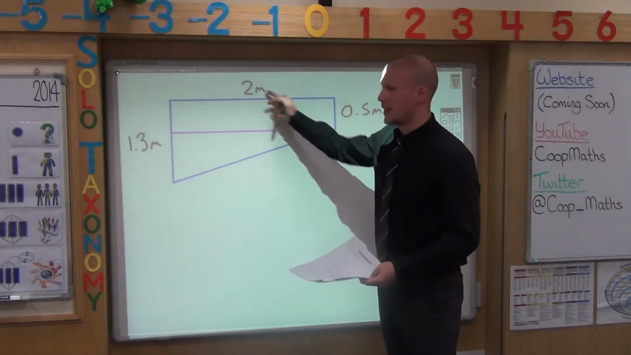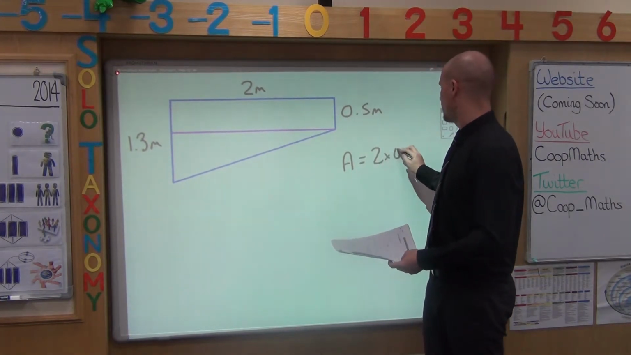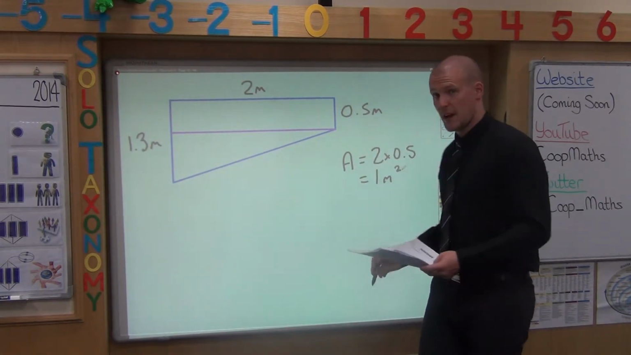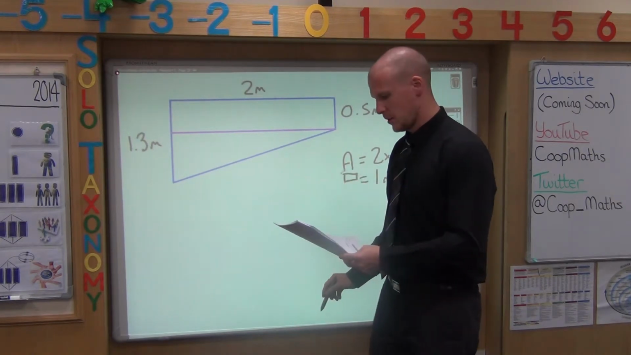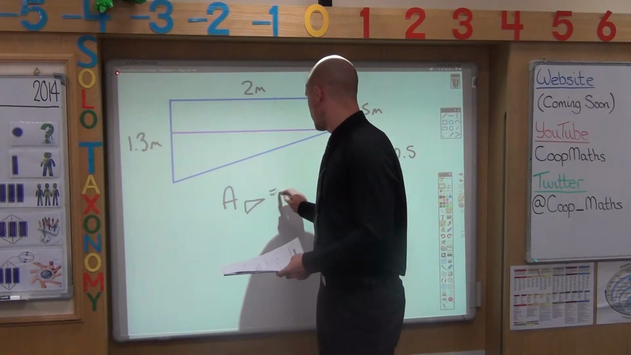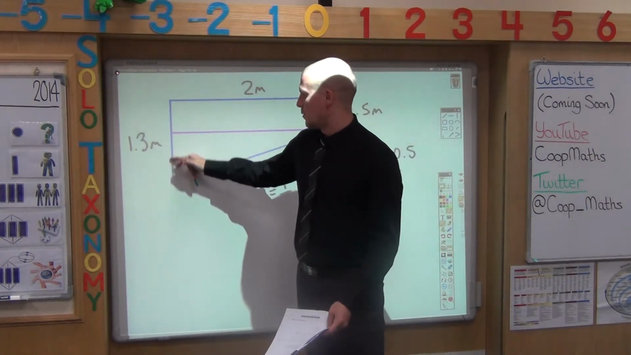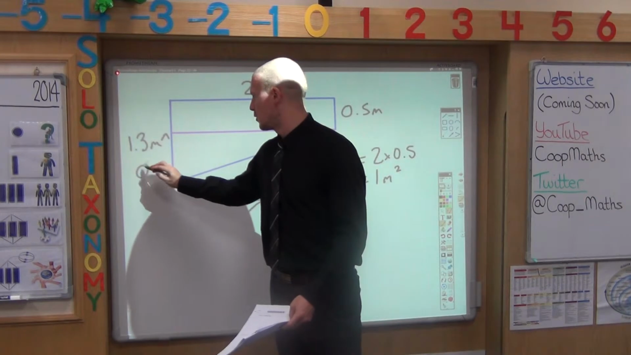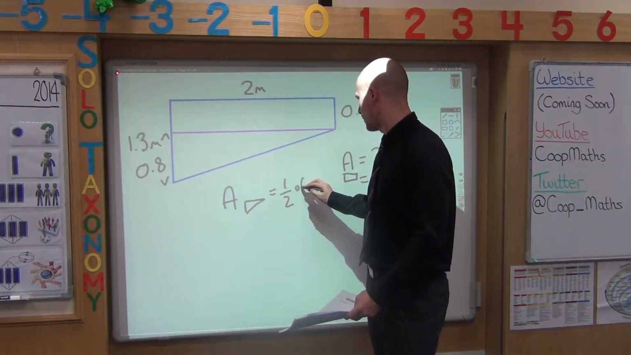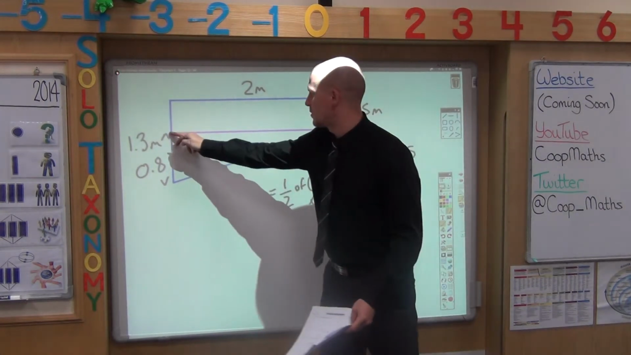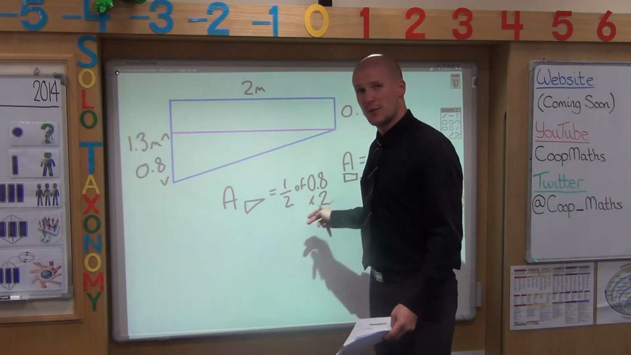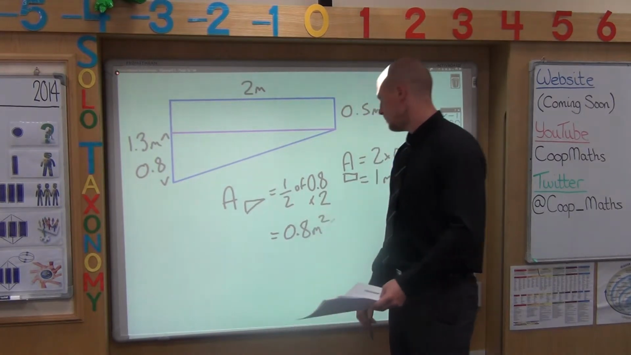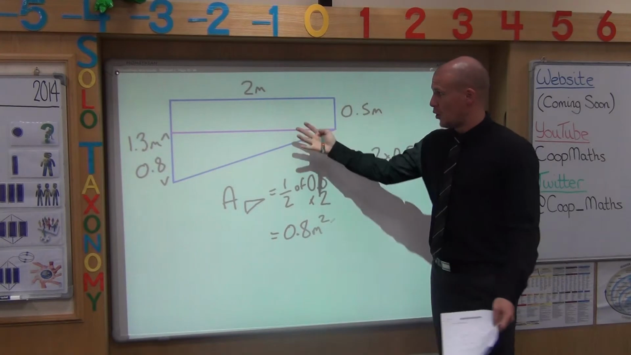The area of the rectangle is length times breadth, so I'm going to have 2 times 0.5, which equals 1 meter squared, because it's area. That's the area of the rectangle. The area of the triangle is going to be half of the base times height. So this here would be the height. The difference between 1.3 and 0.5 will leave me with 0.8 meters. So it's going to be half of 0.8 times 2. The half of and the times 2 are going to cancel each other out, and that will leave us with 0.8 meters squared.